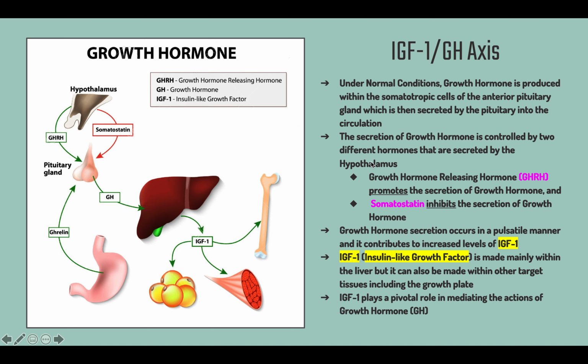Growth hormone secretion occurs in a pulsatile manner, and it contributes to increased levels of IGF-1 or insulin-like growth factor, which is made mainly within the liver, but it can also be made within other target tissues, including the growth plate. Insulin-like growth factor 1 or IGF-1 plays a pivotal role in mediating the actions of growth hormone. So this will be quite important in what is going to be discussed throughout this presentation.